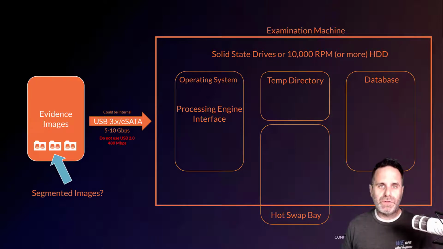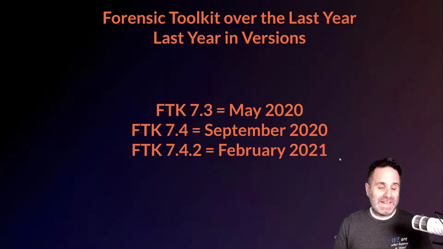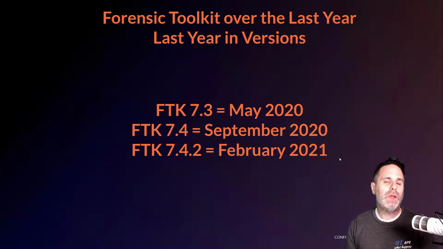Okay, with those two clarifications out of the way, let's jump into this week's episode. As introduced earlier on, we're going to talk about the last year in FTK releases, and we've got a lot of good stuff coming up here soon. Over the last year-ish, we've had three major updates: 7.3, which came out in May of 2020, 7.4, which was September of 2020, then 7.4.2, which was February of 2021.